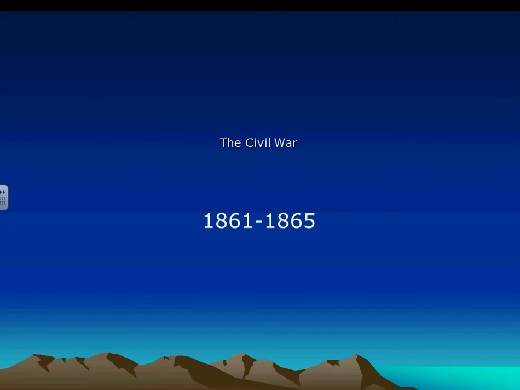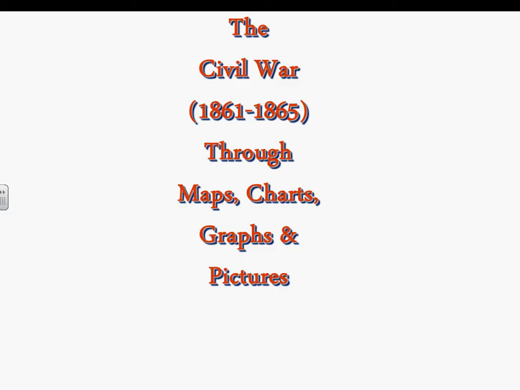Lincoln is going to call up 75,000 troops. More states are going to secede from the Union. There will be 11 Confederate states that withdraw from the Union. This war is going to last for 4 years. It's going to be one of the most costly wars in American history. Over 600,000 men died in this war.